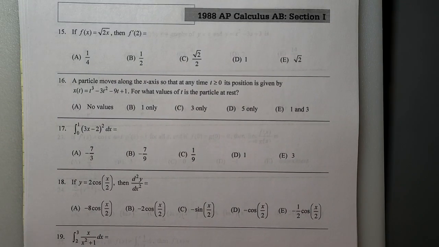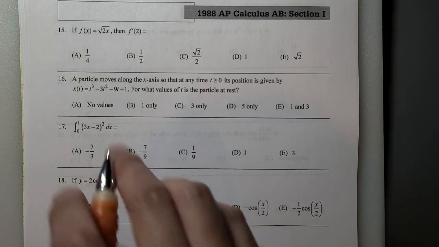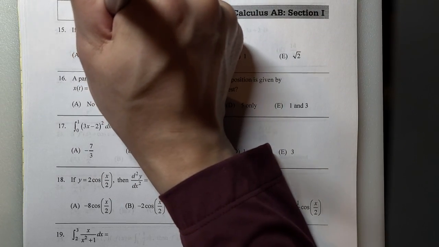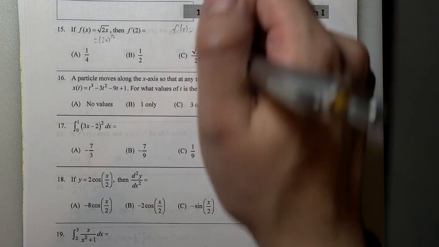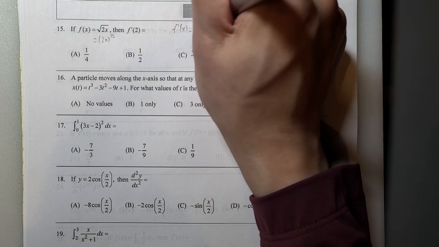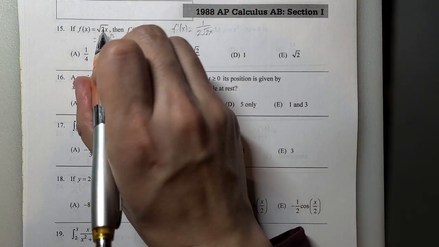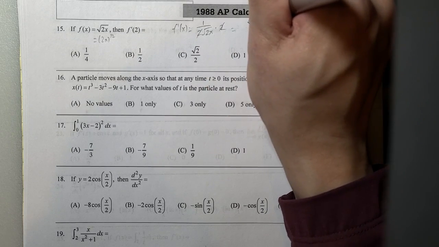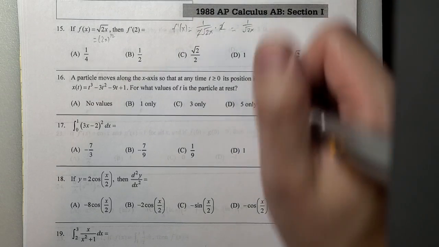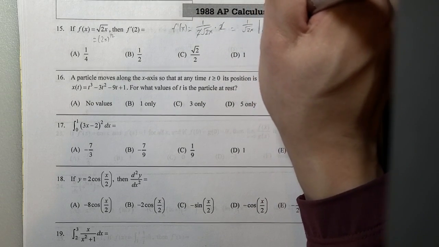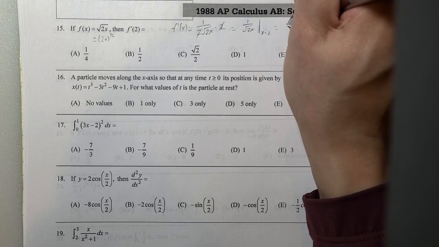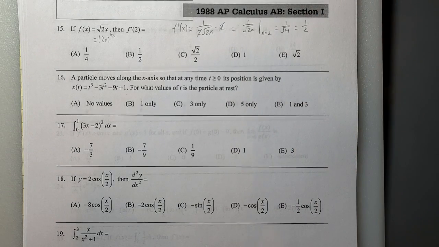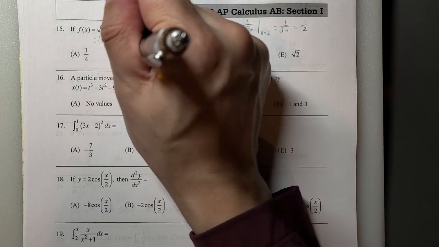F of x is square root of 2x. Then f prime of 2 is what? We need the chain rule. So f prime would be, this is the same thing as 2x to the half, if you like that better. I know it as 1 over 2 root of 2x times the derivative of the inside. That is 2. So this will cancel, so we're left with 1 over root of 2x. Then we evaluate this at x is equal to 2. So that's 1 over root 4, which is half. 15 is B. Only 65% of people got that right.